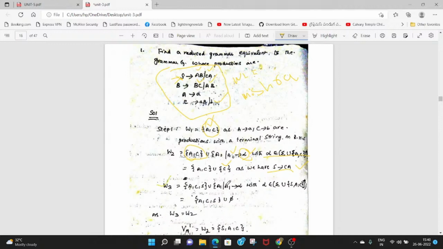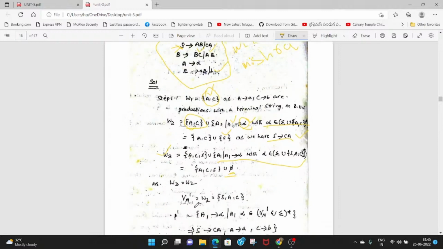At this time I'm going to check if any of the variables derives either a combination of A and S, or the single variable S. I can find that no other variable derives a single variable S on its right-hand side, or any combination with A and C. Because of that, I don't have anything to include in W3. Simply I can take null.